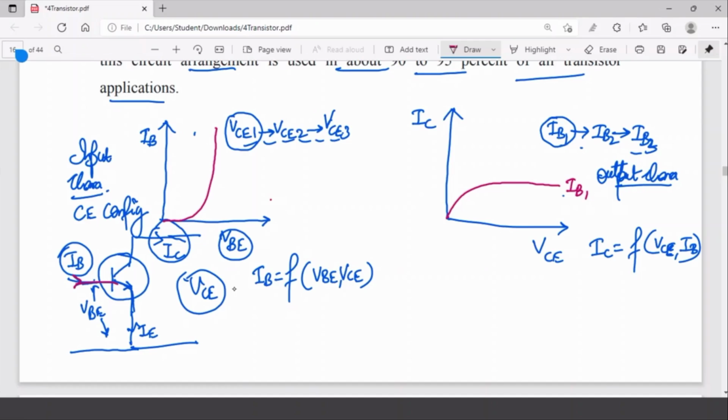If we increase the base current from IB1 to IB2, this will increase and become like this. This is for IB2. Similarly, for a higher value of current, this will become IB3. So for different values of base current, you will get different sets of curves. So this is VCE1. Similarly, you will have VCE2 and VCE3.